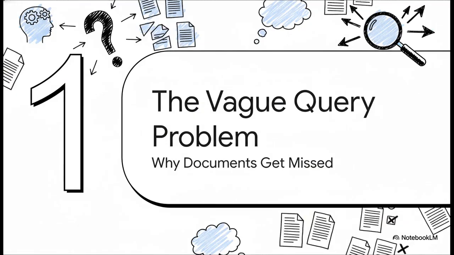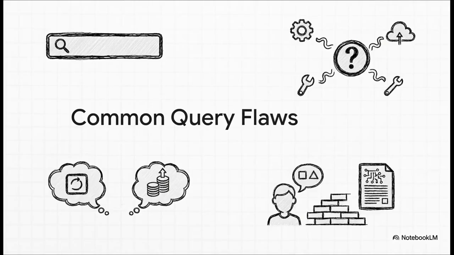So let's put a name to this thing: the vague query problem. It's kind of like the silent killer of RAG performance. It causes all your amazing, carefully written documents to just get completely ignored, all because the user didn't ask the question in exactly the right way. So let's break down why this keeps happening.